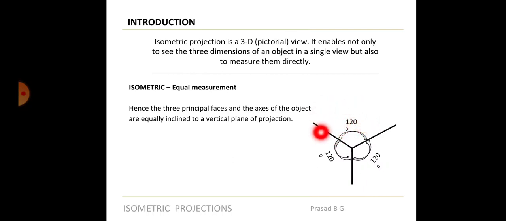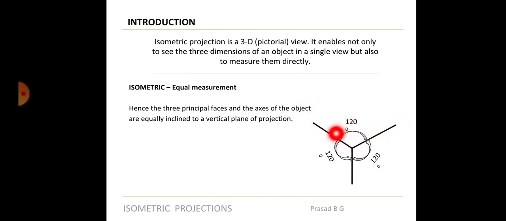That means you know the total angle will be 360, right? So all three principal planes will be divided equally, that is 120, 120 and 120. This is how a cube is drawn. If I want to draw a square surface, you will have one vertical face, and one face like this, and the other face will be like this.